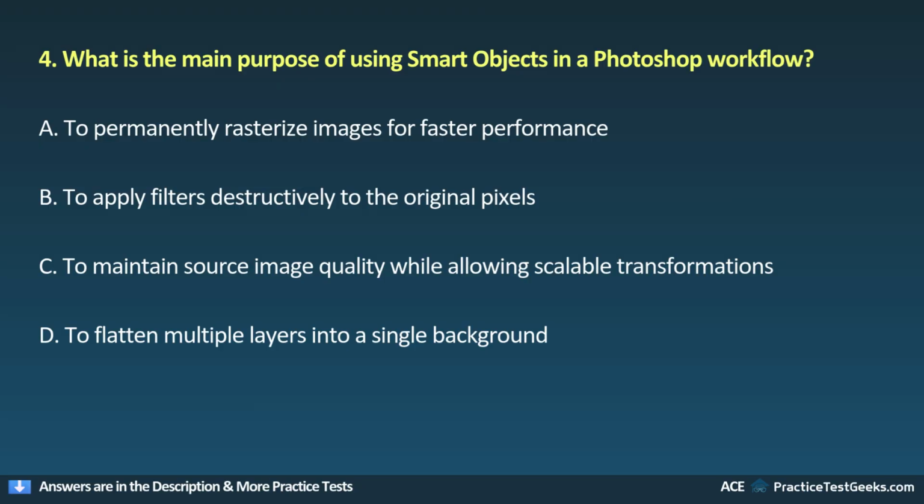4. What is the main purpose of using smart objects in a Photoshop workflow? A. To permanently rasterize images for faster performance. B. To apply filters destructively to the original pixels. C. To maintain source image quality while allowing scalable transformations. D. To flatten multiple layers into a single background.